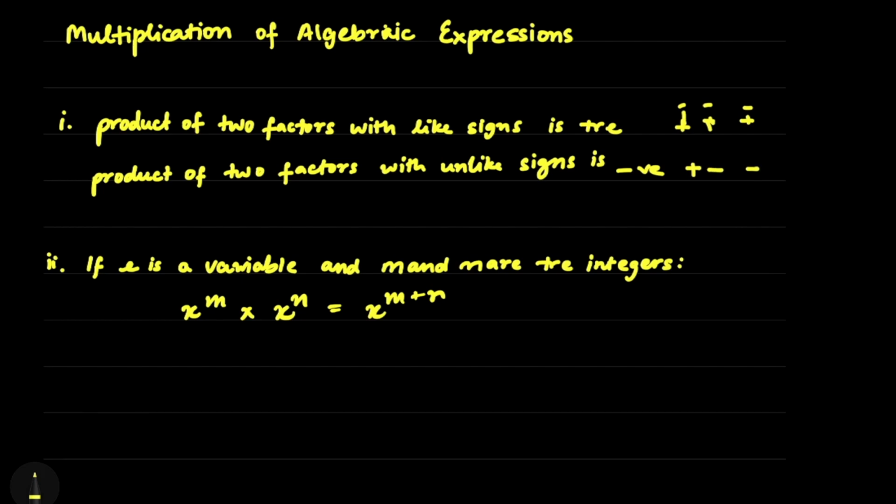The second point is, if x is a variable and m and n are two integers, then x to the power n into x to the power m is equal to x to the power m plus n. So these are the two rules that we need to follow, and we'll start with some examples then.